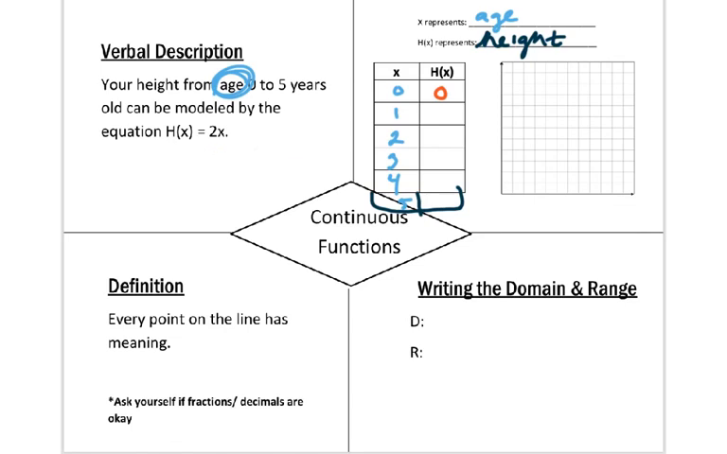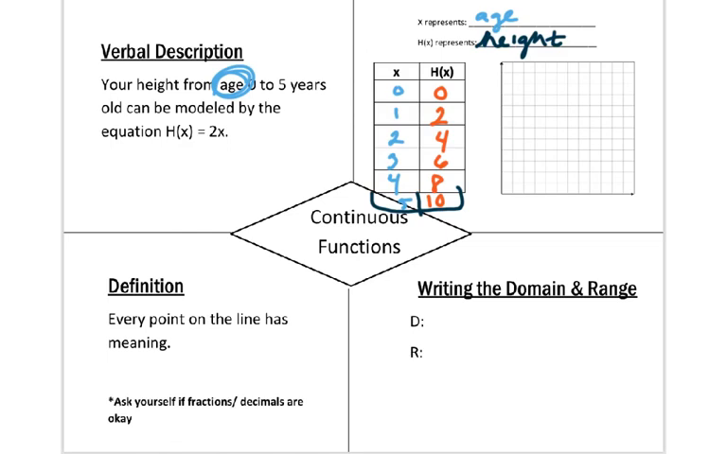Next one, 2 times the next x value, which is a 1. 2 times 1 is the number 2. Next one, 2 times my age, which is 2 years old. 2 times 2 is the number 4. 2 times 3 is 6. 2 times 4 is 8. 2 times 5 is 10.